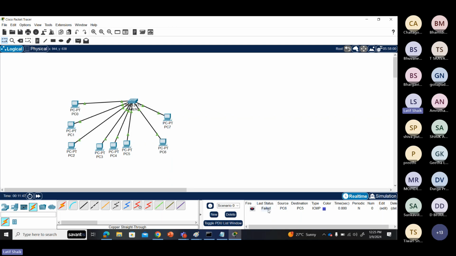Failed. Why failed? Or from here to here, failed. Why failed? Why are they unable to communicate from here to here? Tell me, anyone? Why can it communicate from here to here? Why is it not able to communicate from here to here? Physically connected, but it failed to communicate. Why?